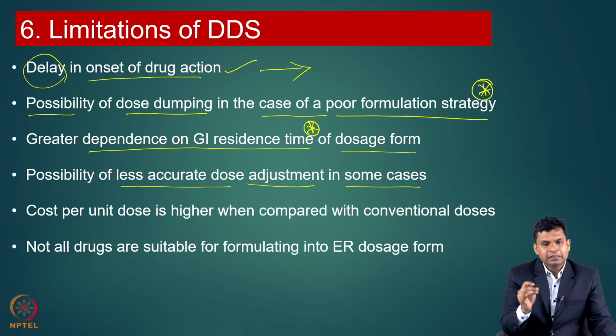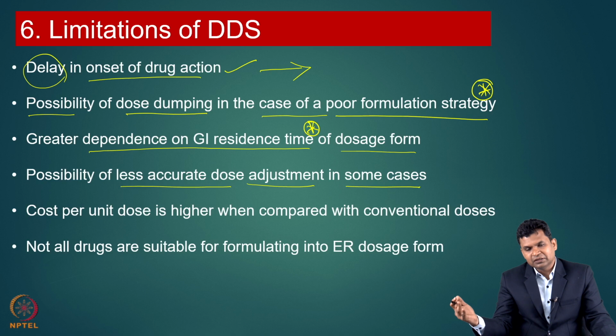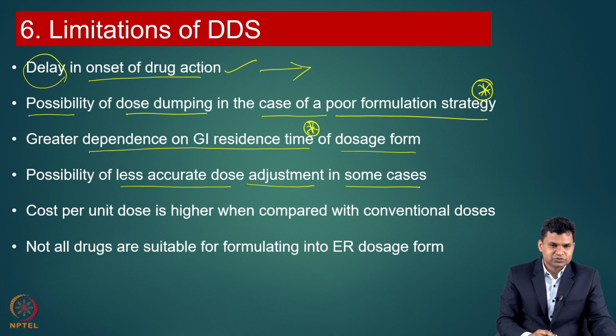While developing, we need to calculate the doses for converting from conventional into the novel drug delivery systems. So, we need to consider these calculations, and after making, the release will also affect your efficacy. So, the possibility of less accurate dose adjustment in some cases. There are cases when you are shifting from the conventional to other nano carrier systems, so the dose needs to be accurately maintained.